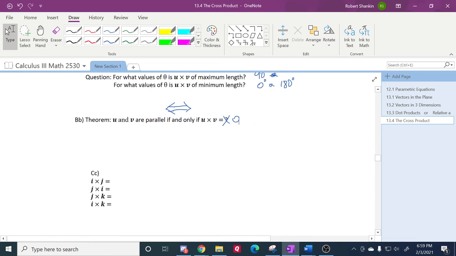All right, for these exercises, you're going to have to think about the right-hand rule to get them correct. So, i cross j. Go ahead and do i cross j and think of what you're going to get. I'll give you a quick 30 seconds.